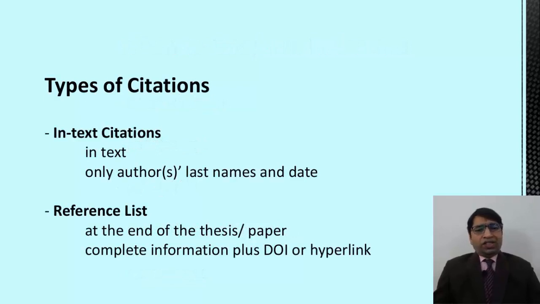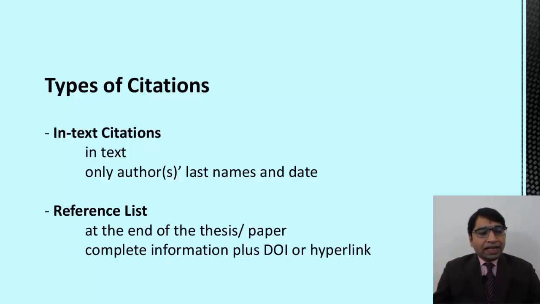Now, types of citations. There are mainly two kinds of citations. Number one, in-text citation. The citation that you use in the body of your research paper, in your article. They usually contain only the authors' last names and date. And if you're using lifted text, if you're using original words from any other source, in that case, you should also write the page number.